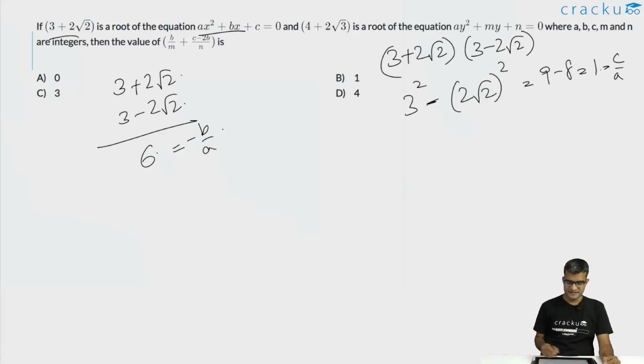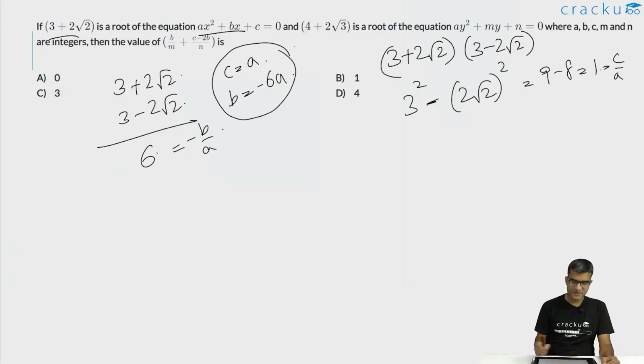So what this tells us is that c is equal to a and b is equal to minus 6a. Similarly, we are told that 4 plus 2 root 3 is a root of the equation ay square plus my plus n. Again, a, m and n are integers. This would imply that the other root has to be 4 minus 2 root 3.